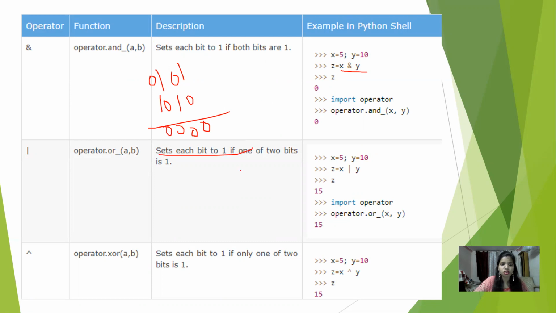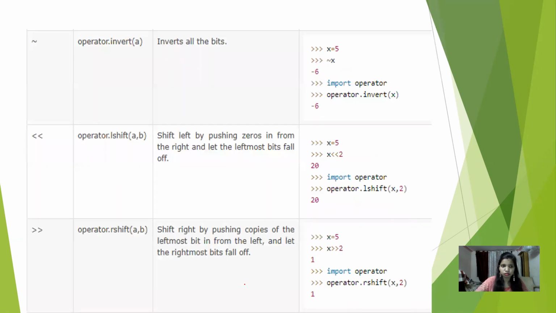That is the AND operation. For the OR operation, we are adding. So 0101 adding with 1010 gives 1111. So the answer will be 15. XOR means if any one bit is 1, the output is 1. So you will get the same answer, 15, in the XOR operation.